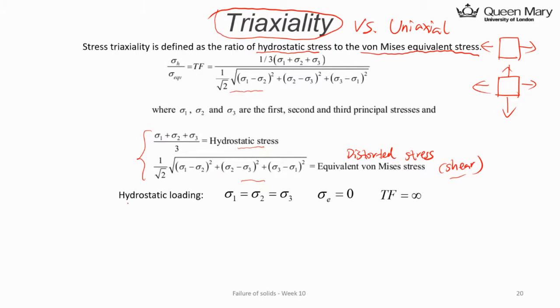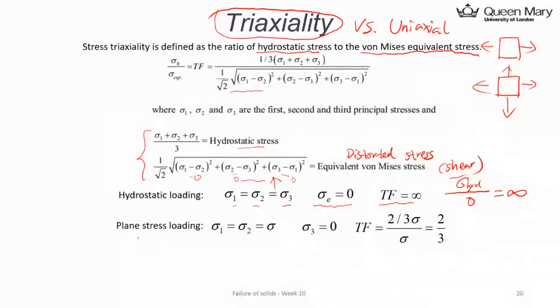So let's look at some extreme cases. One is hydrostatic loading. In this case, sigma 1 equals sigma 2 equals sigma 3. When you substitute this into the criterion, all these terms are equal, and they give 0, 0, and 0. So the equivalent stress is 0. Going back to triaxiality, your bottom part is 0, so the mean stress, the hydrostatic stress, divided by 0 gives you an infinite value. So in this extreme case, you have infinite triaxiality, the largest triaxiality you can get.